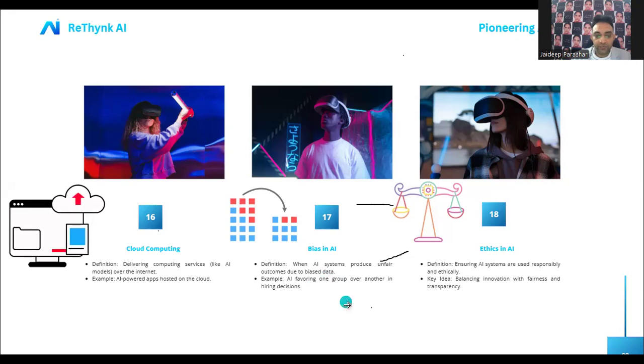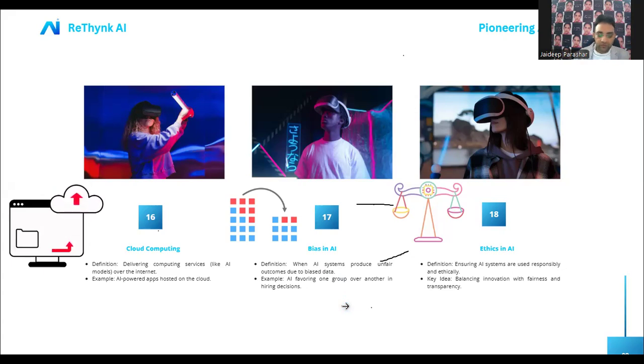Next is bias in AI. What is bias in AI? Bias in AI is when you get an unfair outcome or misleading information. Sometimes when you check ChatGPT, you see the instruction at the bottom that ChatGPT can make mistakes. So always check the output.